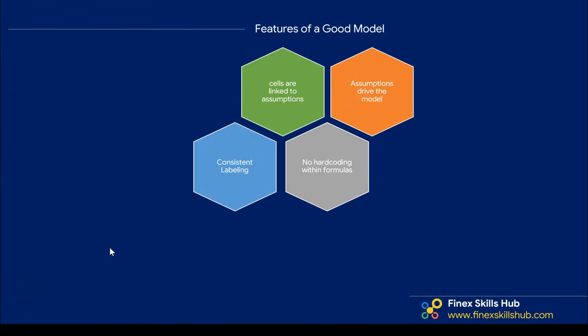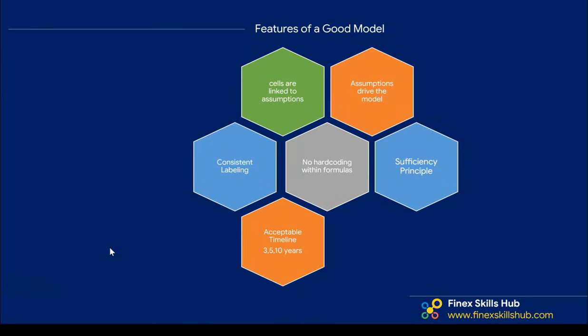Okay, because they are heavy, you need to ensure that you have consistent labeling to make it easier for yourself or your user. You cannot capture everything in a financial model. Okay, but it should have enough inputs to make your decision. This is what we call the sufficiency principle. Normally, the acceptable timeline is 3 to 5 years for most projects.